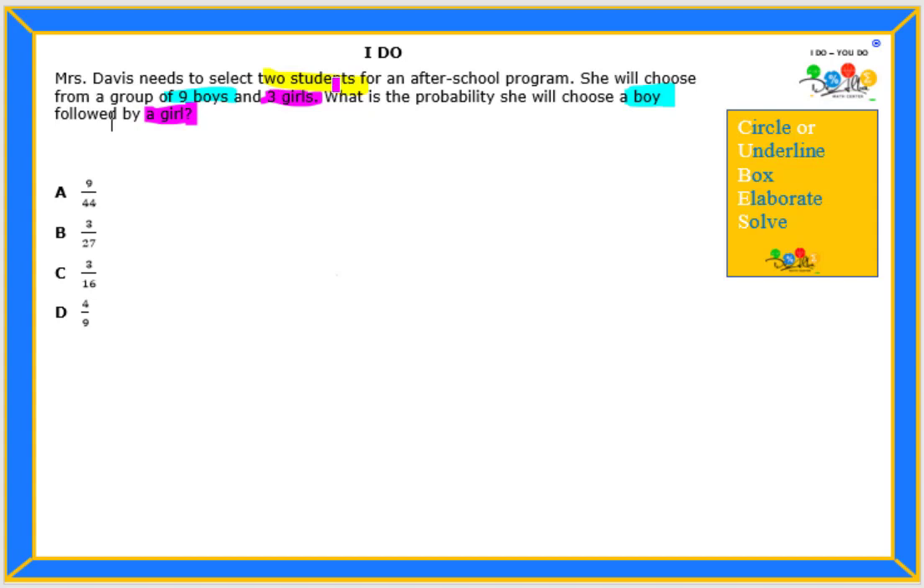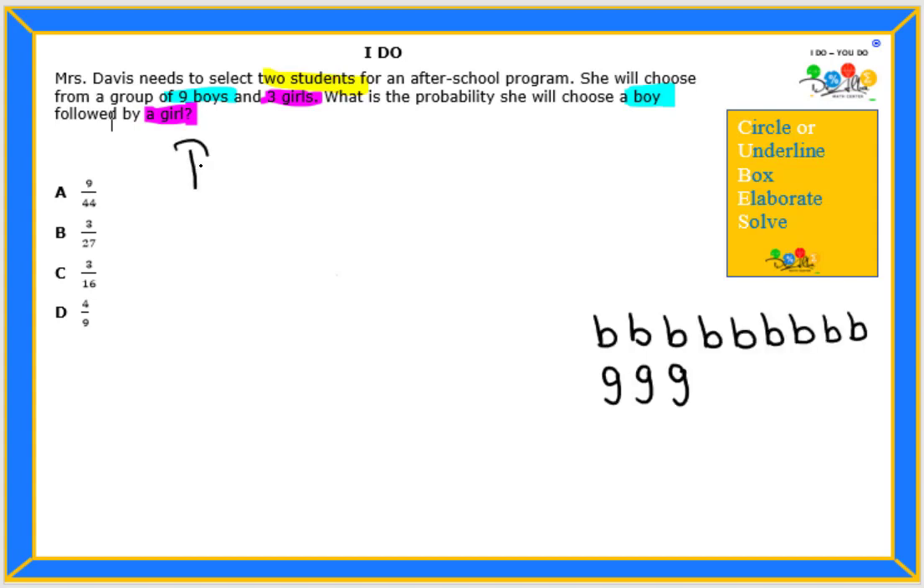Okay, so we can see here that we are going to be doing 2 events or 2 selections. So our first selection is to select a boy. Our second selection is to select a girl. Let's sketch a picture. Let's find the probability of Mrs. Davis selecting a boy.